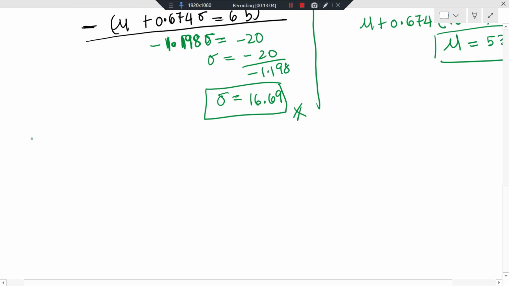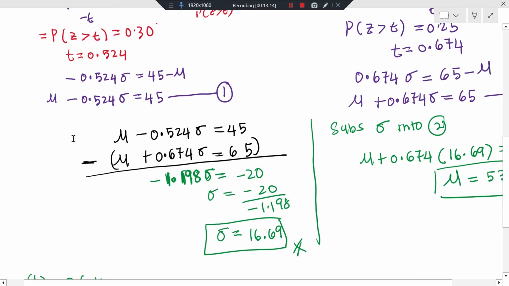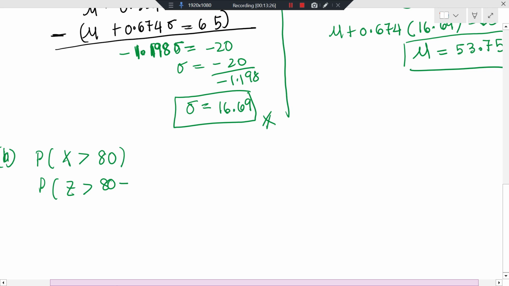Okay, right. So part 2 or part B, probability X more than, come again the question, more than what? More than 80%. Why do they use percent? They can just put marks. Probability Z, 80 minus the mean that we have just now calculated, 53.75, over the standard deviation 16.69. Don't put a square root. This is already sigma. Sigma is the square root, the standard deviation. Only for variance do you put the square root.